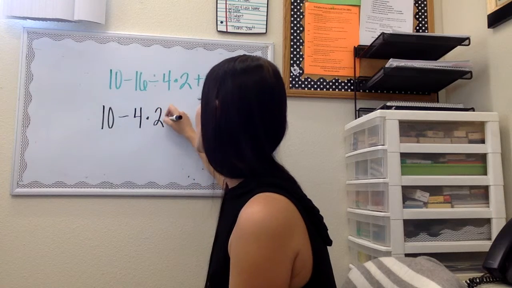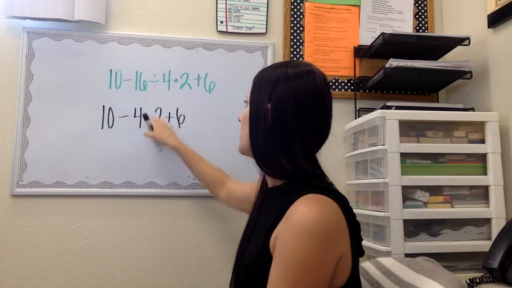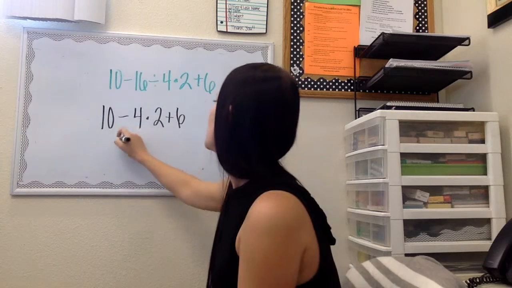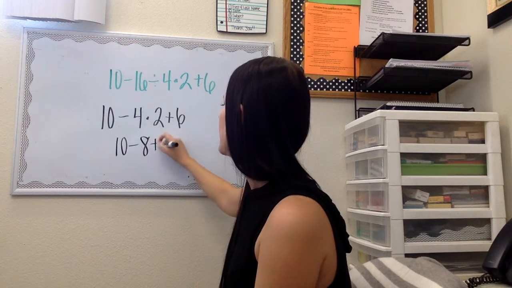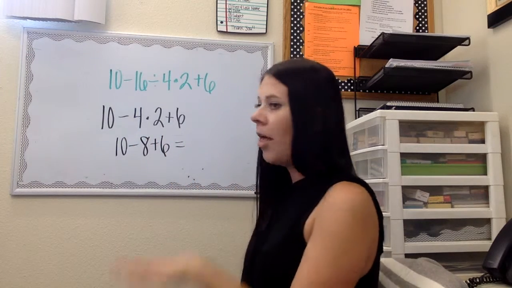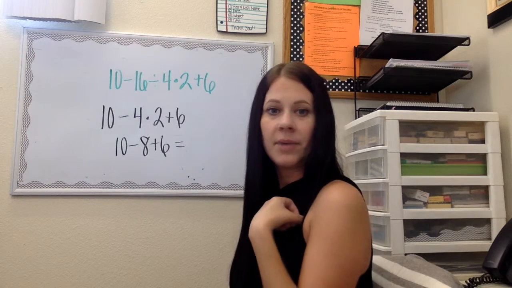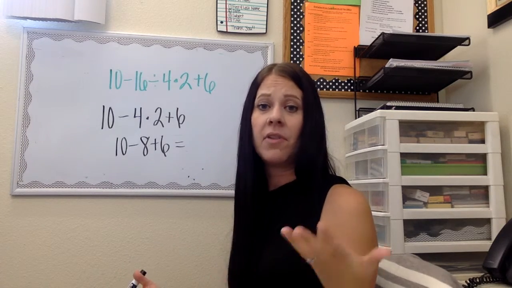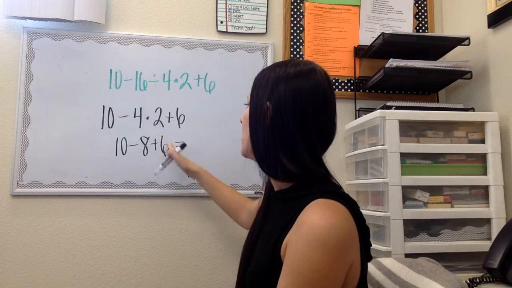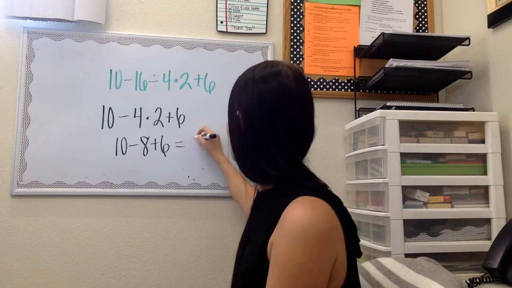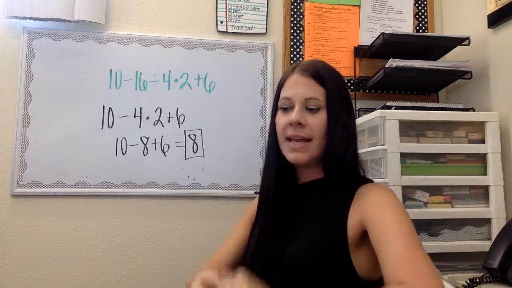And you might want to just do this one little step at a time. Now we need to do that multiplication because it was left to right. So 10, a negative 4 times 2 is negative 8 plus 6. All the multiplication and division's done. So now we're going to add and subtract left to right, or combine positive and negative numbers. So I have 10 minus 8, which is 2, plus 6, which is back to 8. All right. Hopefully that makes sense.